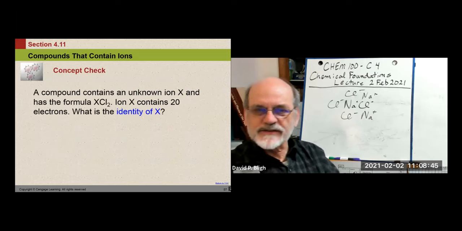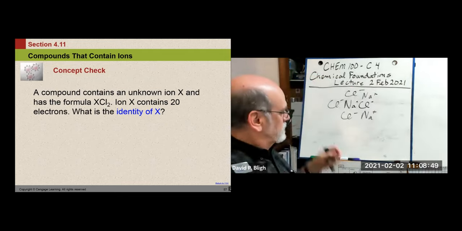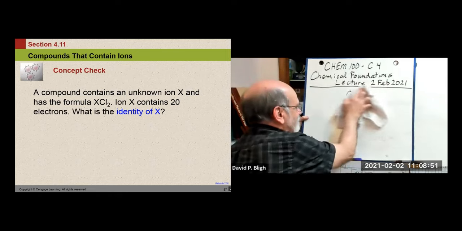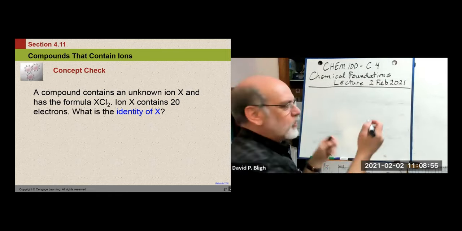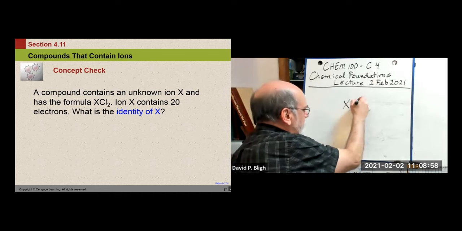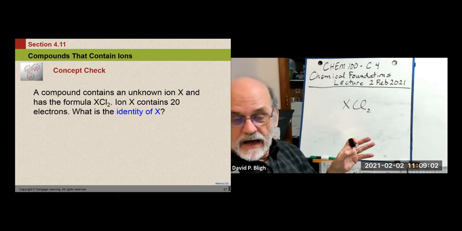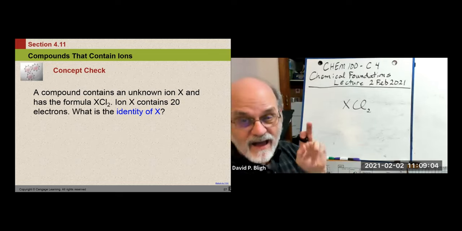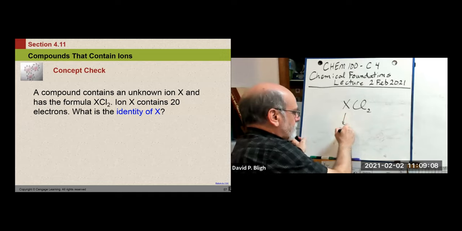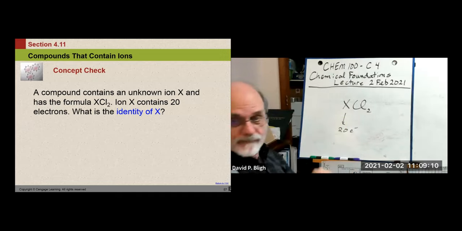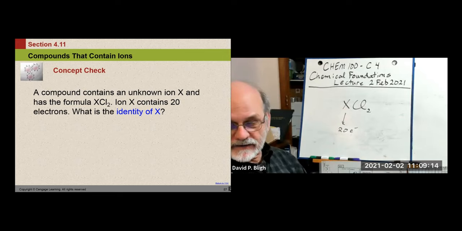So how about this one? Let's see if we can identify this one, given the information that we're shown. Right? We have an unknown element combined with chlorine. All right? X as its ion contains only 20 electrons. Okay, with that information, can we identify X?